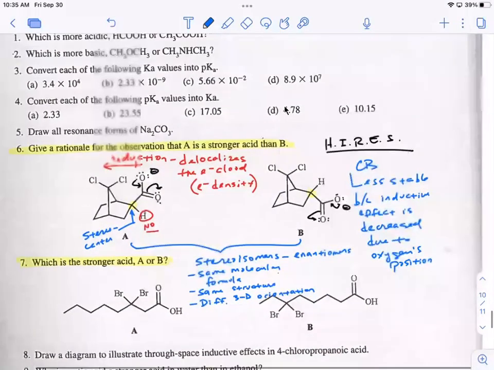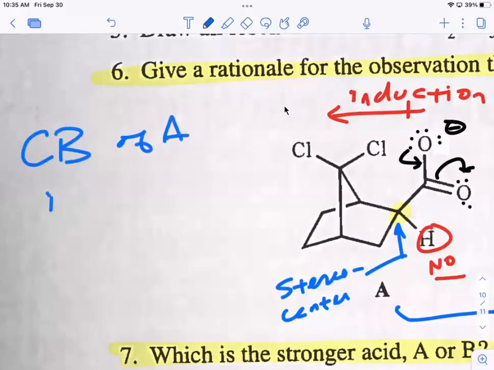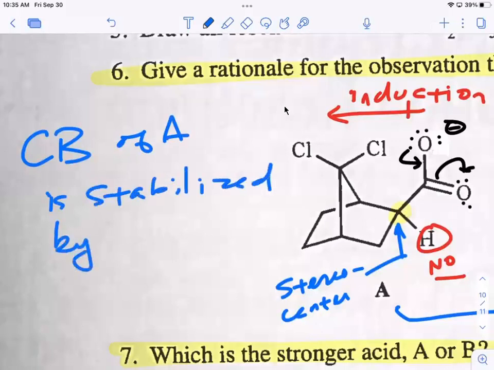So the rationale for the observation that A is stronger than B is very simple. In A, the charge on the conjugate base is stabilized by induction. In B, that induction is no longer possible because the charge is too far away from the atoms. Right, so that's how you would explain that. And it's not just A, it's the conjugate base of A.